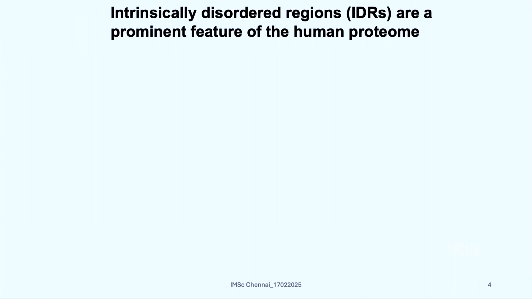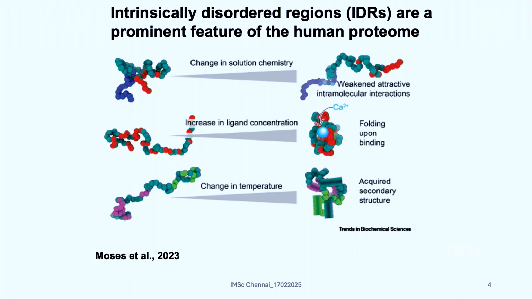Okay, so I just mentioned that to you, that this is an important part of the human proteome. These are usually disordered, but they can take up certain specific structures under certain conditions, right? These could be in response to specific solution conditions, in response to binding to specific ligands, or in response to changes in temperature, and so forth. And that keeps happening all the time inside a cell, right?